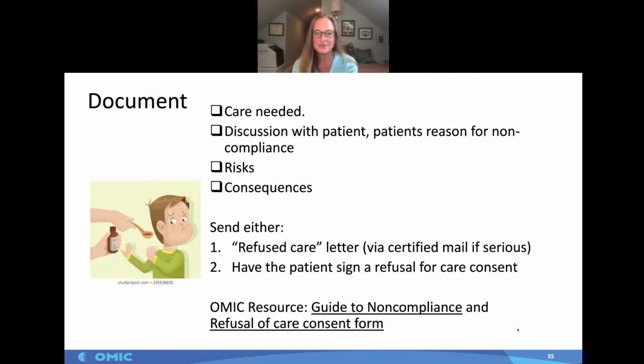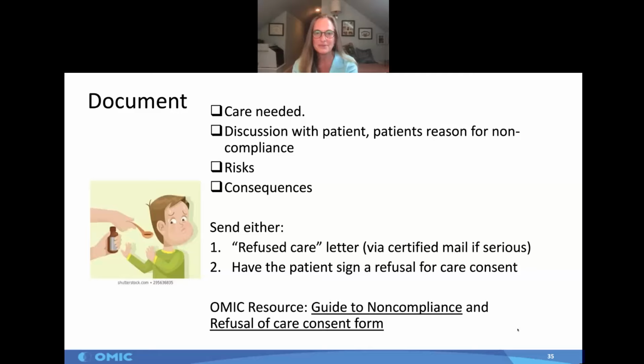So let's talk a little bit about the documentation for the ROP case. You want to talk about the care that's needed, and if that's just a reoccurring appointment, as the case discussed previously by Dr. Fine, it really was just a phone call saying, look, I've got parents who are not bringing their twins in. I'm very worried about the babies. So you want to document the discussion with the patient, which would be the parents, and the patient's reason for non-compliance. Why are they not coming in? The risks obviously are blindness, and the consequences are pretty severe.